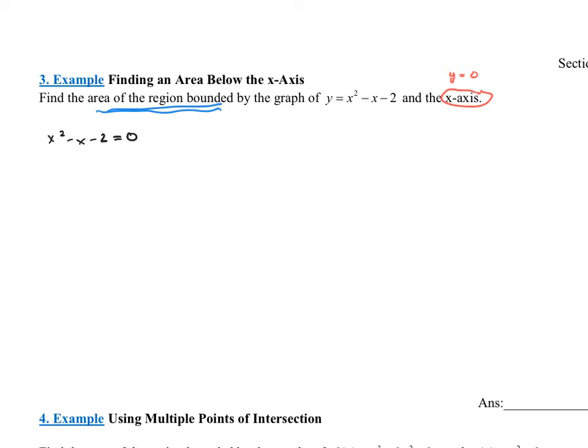Okay, we need two numbers. Well, you could use the quadratic formula. This is a quadratic equation here. So you could use the quadratic equation. I need two numbers that multiply to be negative 2, add to be negative 1. I'm getting x minus 2 times x plus 1 equals 0.